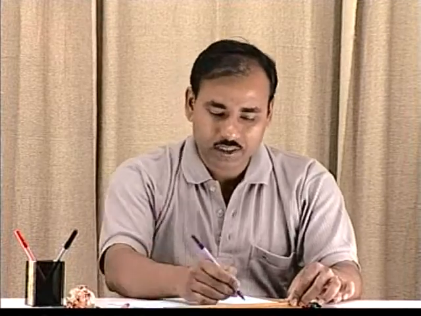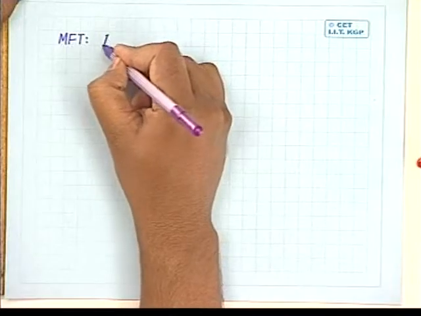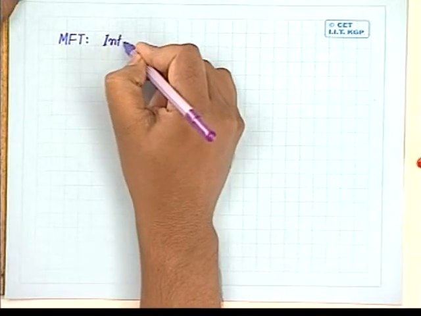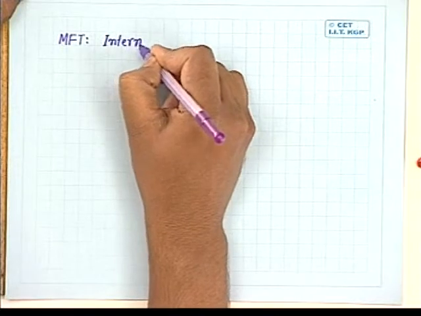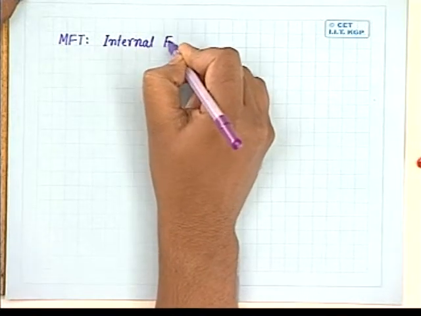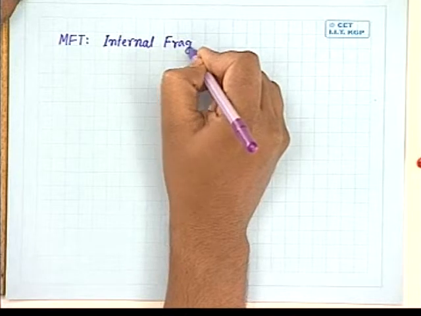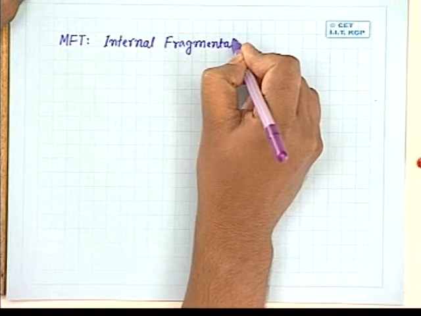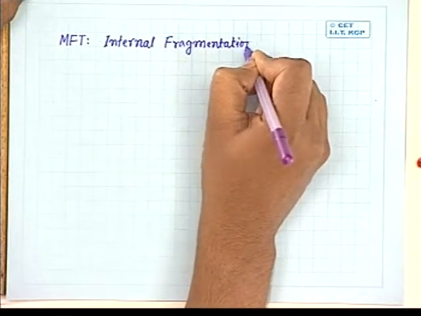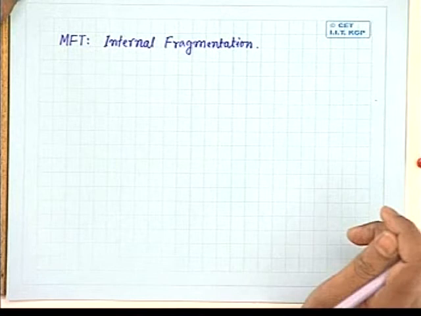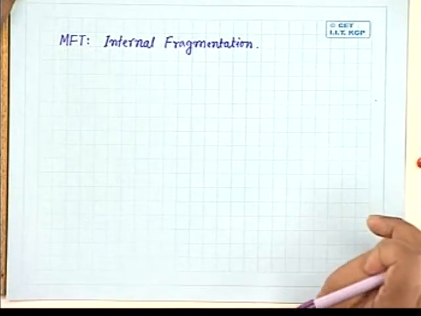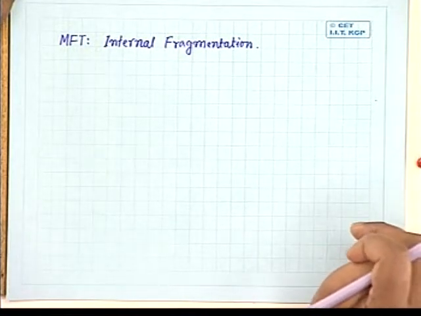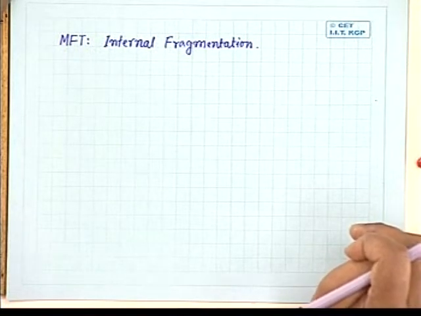But the problem in case of MFT techniques that we have seen is that it leads to two kinds of fragmentation. One, we have said, is internal fragmentation. The internal fragmentation arises because of the fact that if a partition of larger size is allocated to a job whose size requirement is less than the partition size, and because the partitions are pre-decided and fixed, a partition cannot be allocated to more than one job at a time.